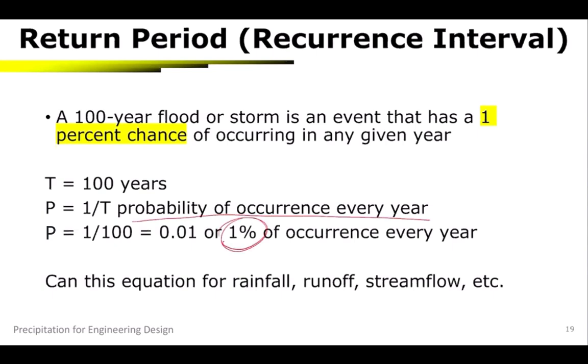You can repeat this calculation for any other year. So again, a flood that we get every 2 years, a flood that we get every 50 years, you can calculate your probability of occurrence. And this equation can be used for rainfall, runoff, stream flow, really anything.